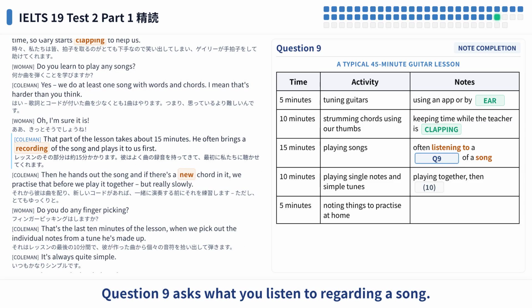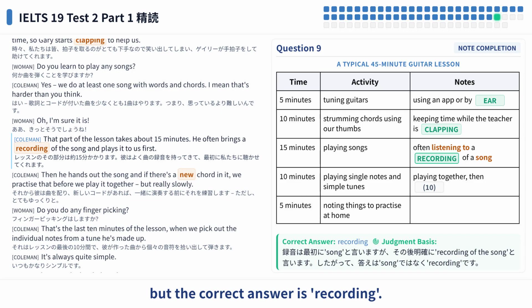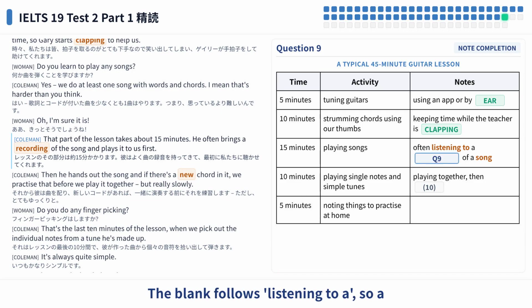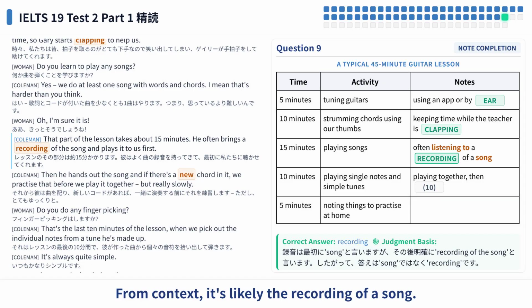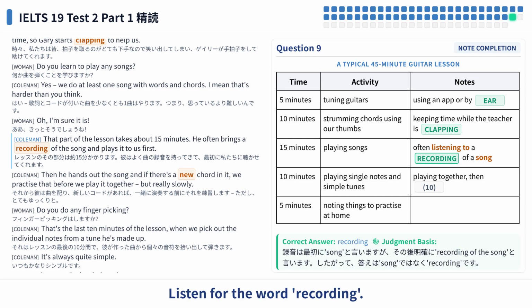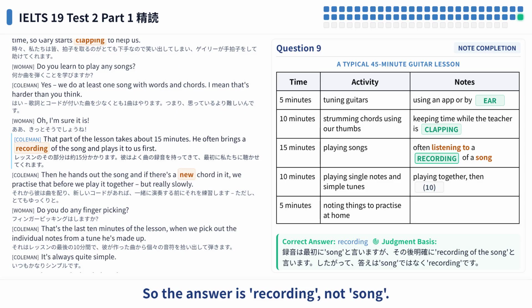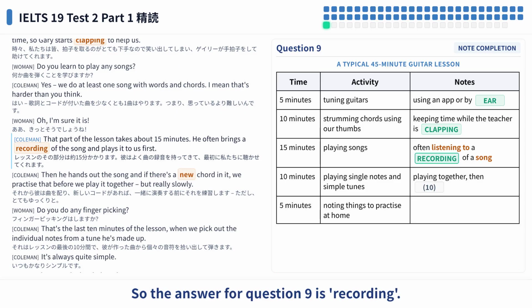Question 9 asks what you listen to regarding a song. Note, the recording may mention song first, but the correct answer is recording. The blank follows listening to a, so a noun is expected. From context, it's likely the recording of a song. In the dialogue, Coleman says he often brings a recording of the song. Listen for the word recording. The recording first mentions song, but then clearly says recording of the song, so the answer is recording, not song. So the answer for question 9 is recording.